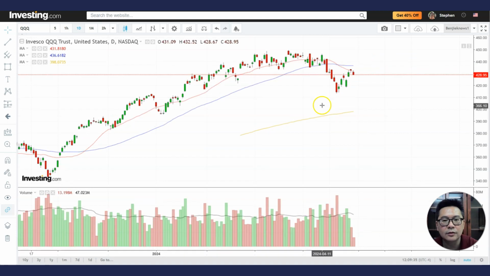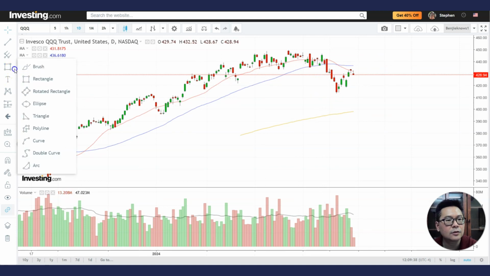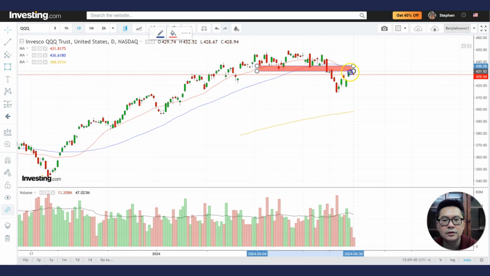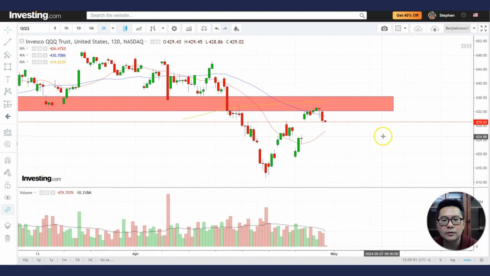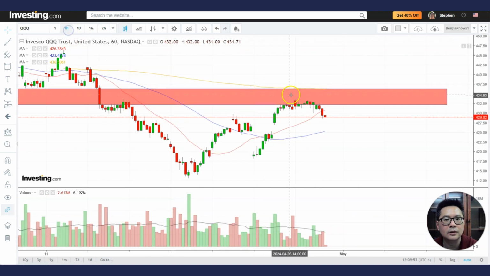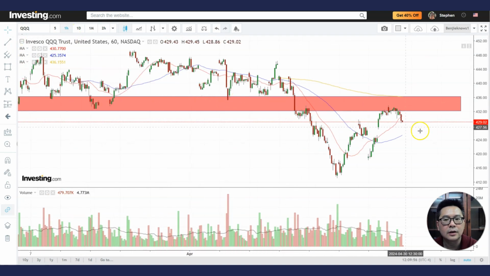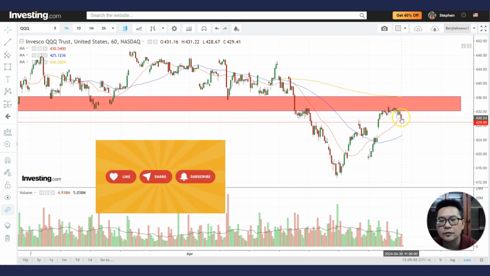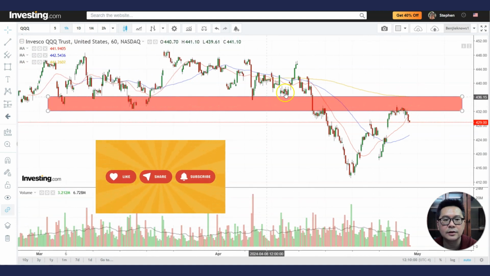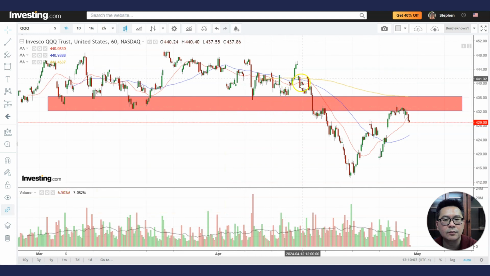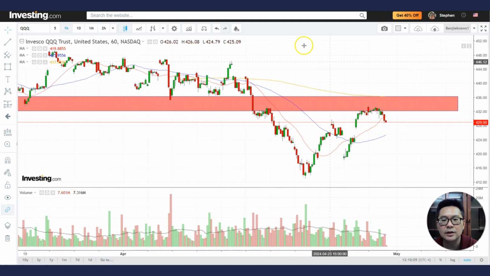Now let's take a look at the QQQs. QQQs are also facing a lot of resistance overhead here. You can see that the declining 20 MA is acting as a resistance. It's at a resistance area. And if you look at the 2-hour chart, or rather the hourly chart, you can see very clearly why it moves down after this, because there's a lot of resistance area here. There's a lot of supply here.